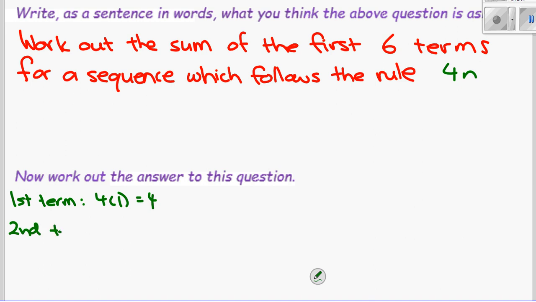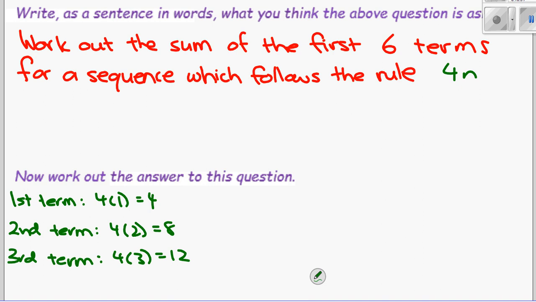Second term, 4 times 2 equals 8. I'll do the third term and that'll be it. 4 times 3 equals 12. Just in case in a few weeks' time you look back on it and go, how did we get that sequence? It's all to do with the fact the rule is 4n. So the sequence is 4 plus 8 plus 12.